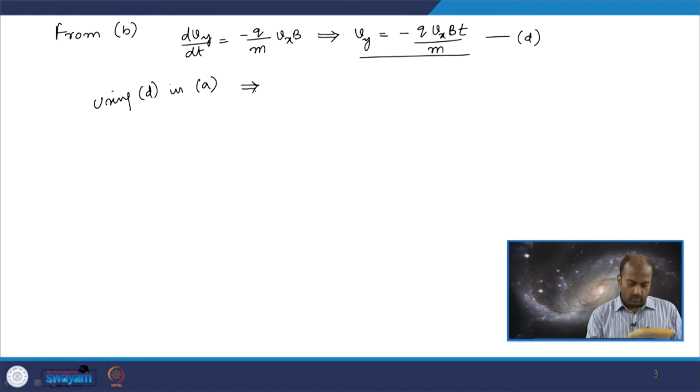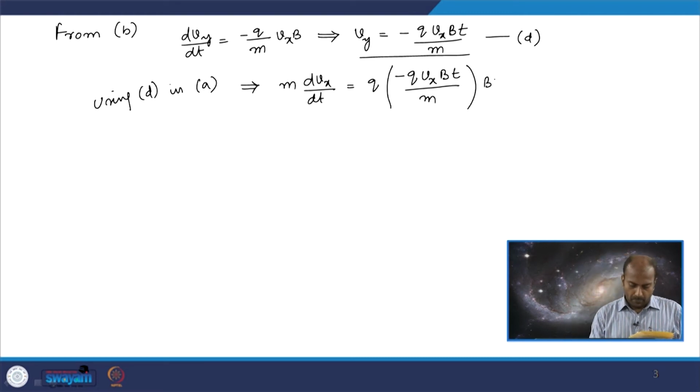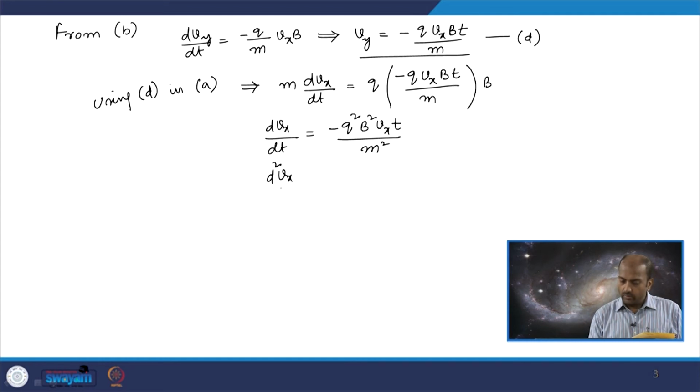What we can write is m dVx by dt is equal to q times minus q Vx B times t by m into B, which gives dVx by dt is equal to minus q square B square Vx t by m square. Now, if we differentiate this, we get d square Vx by dt square is equal to minus q square B square Vx by m square.